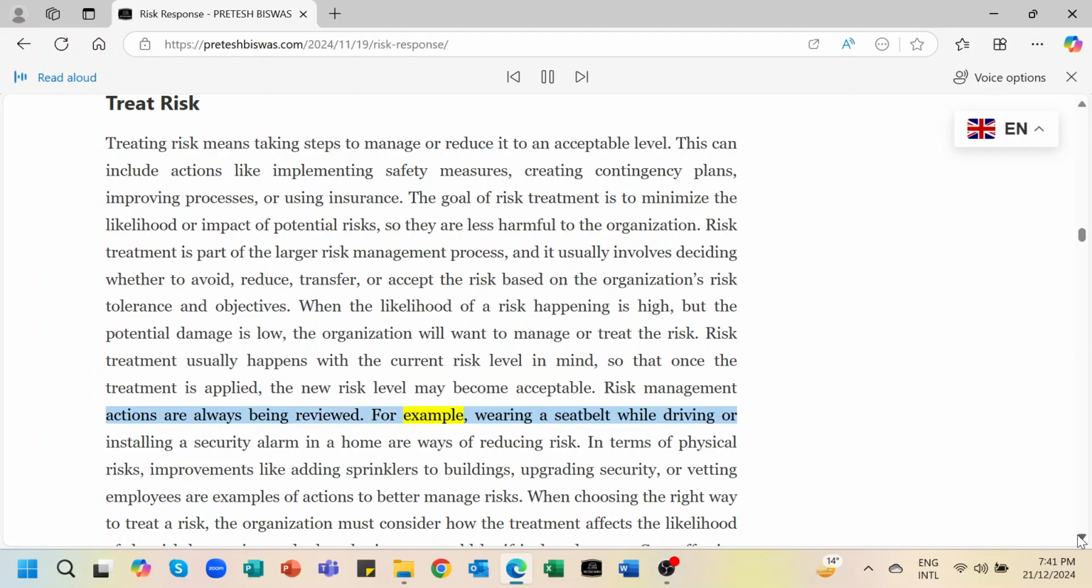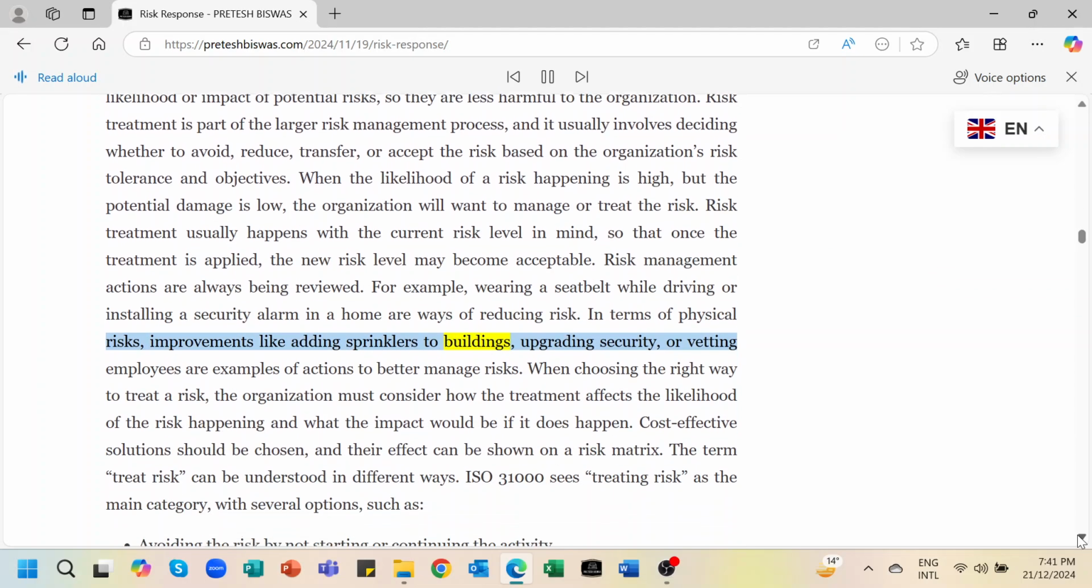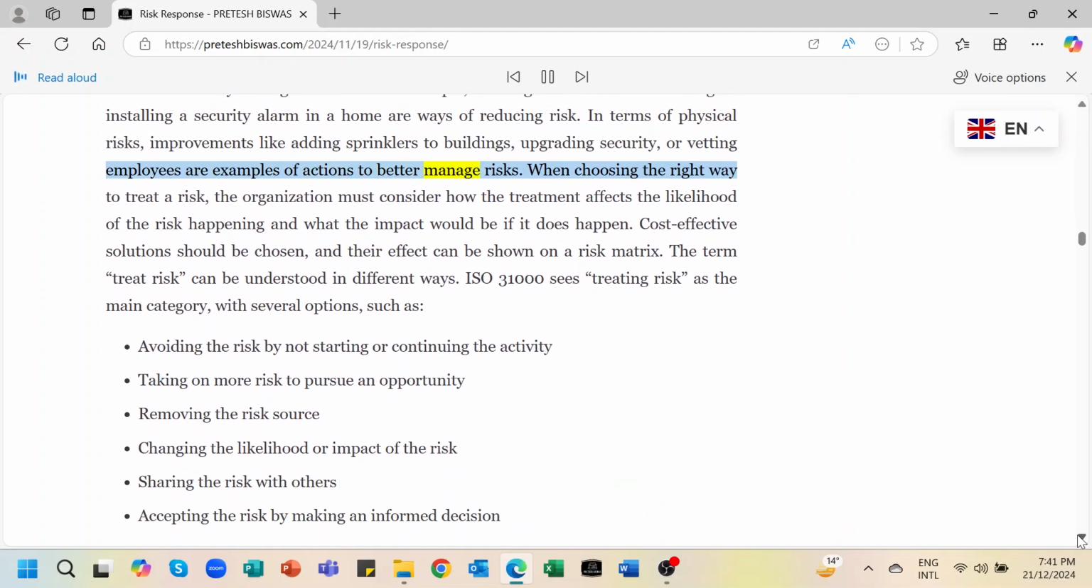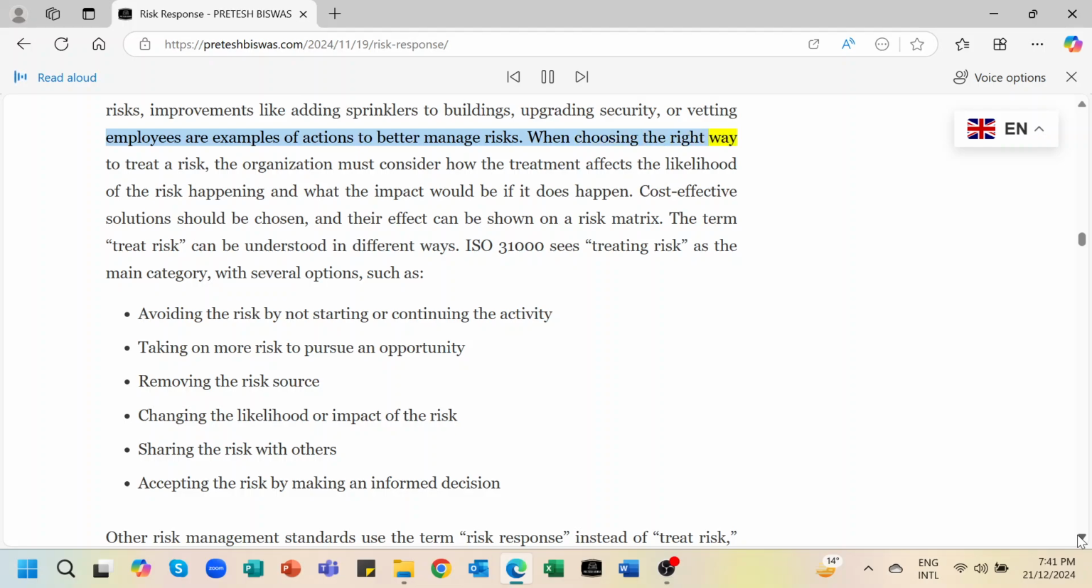For example, wearing a seatbelt while driving or installing a security alarm in a home are ways of reducing risk. In terms of physical risks, improvements like adding sprinklers to buildings, upgrading security, or vetting employees are examples of actions to better manage risks. When choosing the right way to treat a risk, the organization must consider how the treatment affects the likelihood of the risk happening and what the impact would be if it does happen. Cost-effective solutions should be chosen, and their effect can be shown on a risk matrix.